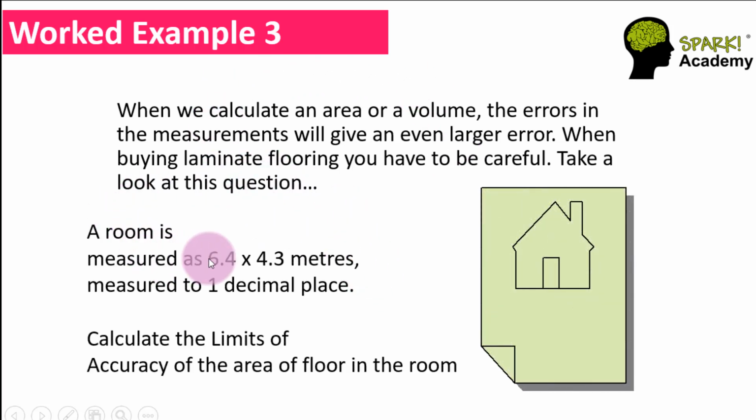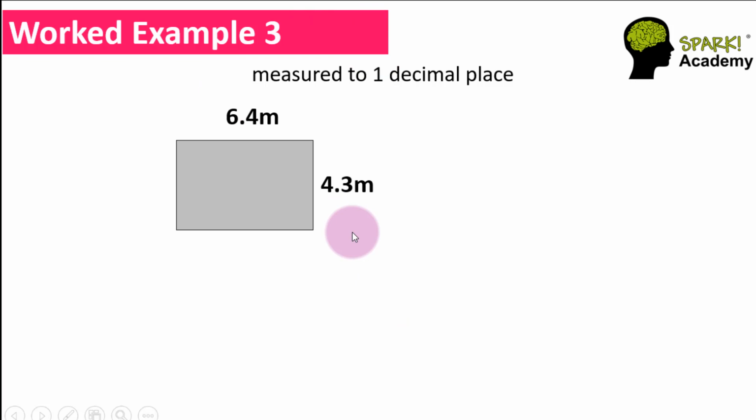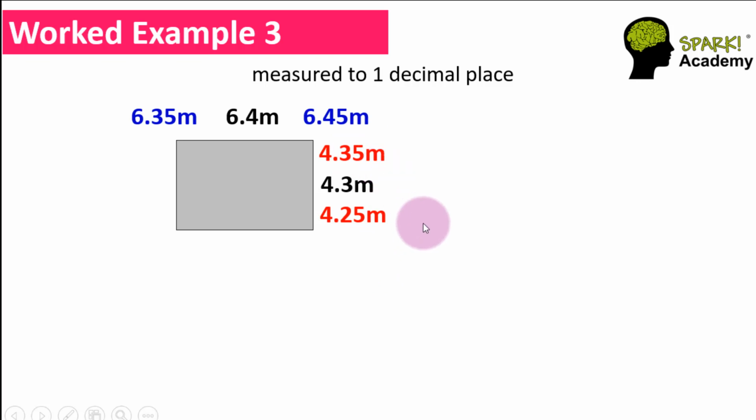So if a room is measured 6.4 by 4.3 metres, to the nearest 1 decimal place, we're going to see what the lowest area can be and what the highest, because this would help people think, right, how much material do I actually need to buy just in case. So 6.4, the lowest it could be is 6.35, the highest it could be is 6.45. Even though this would actually round up to 6.5, we use this measurement instead of having to deal with recurring decimals. The lower bound for 4.3 would be 4.25, the upper would be 4.35.